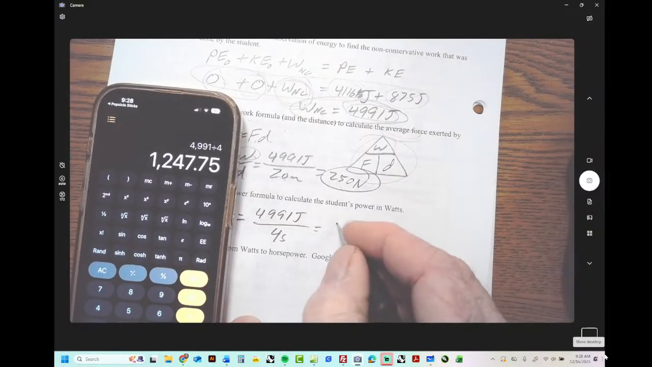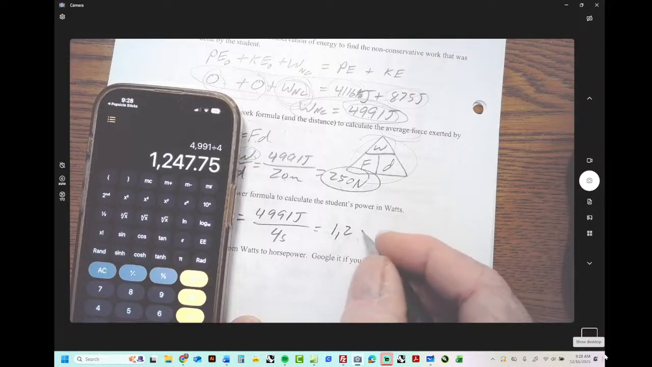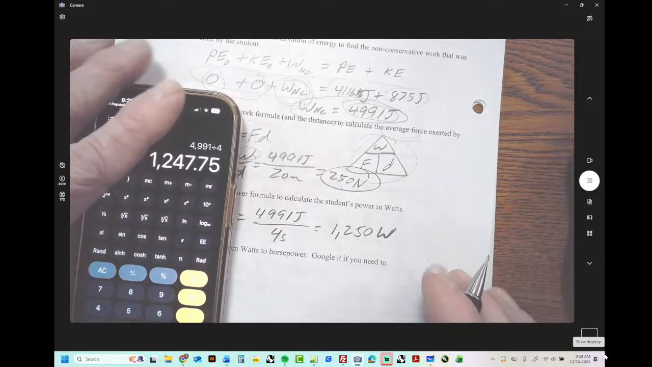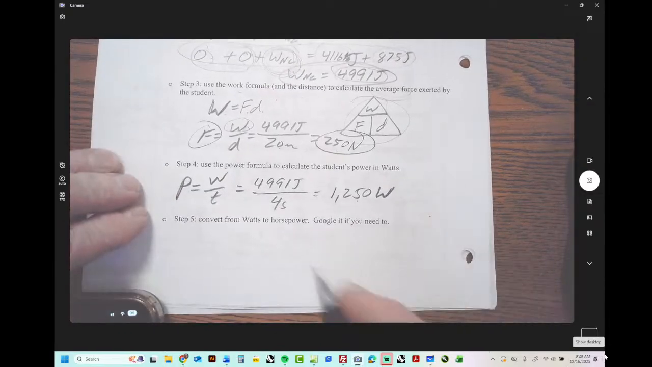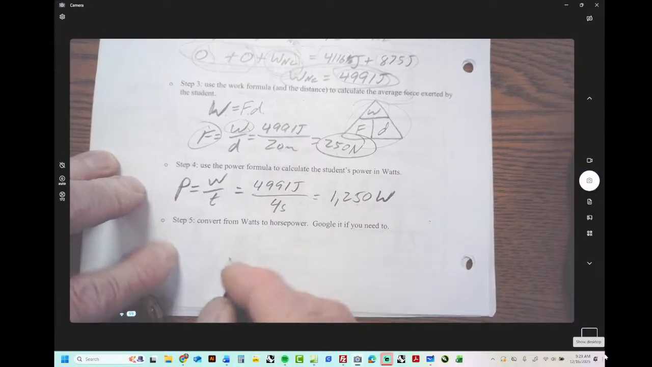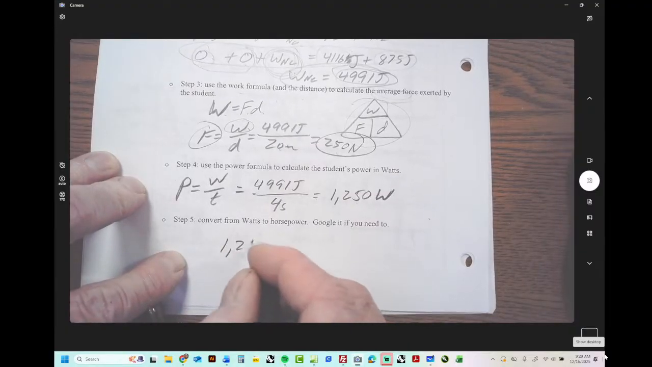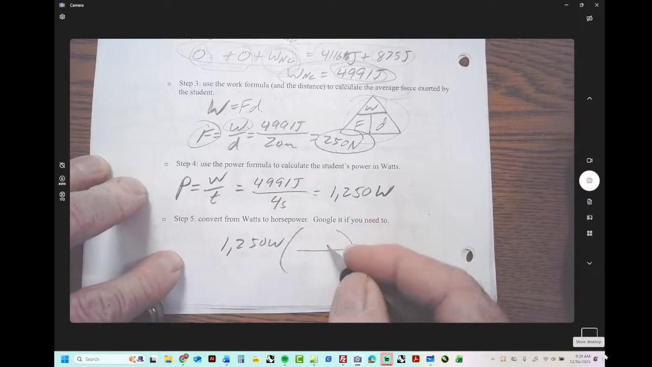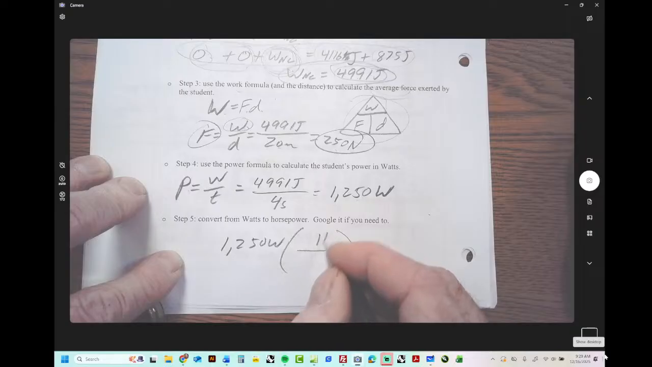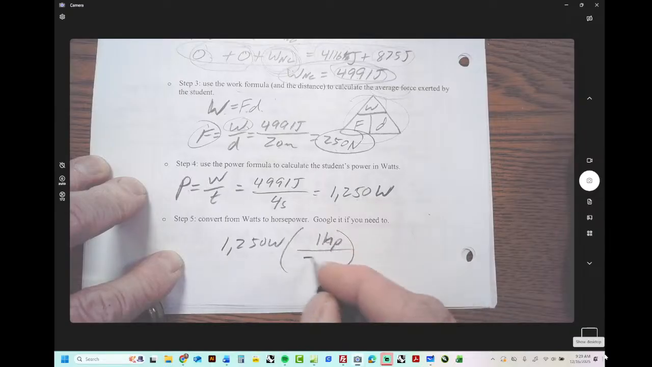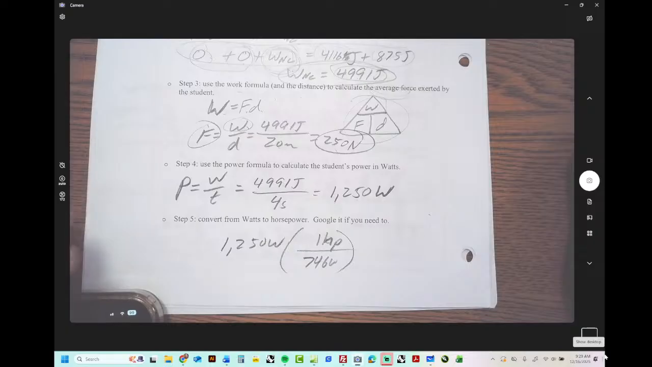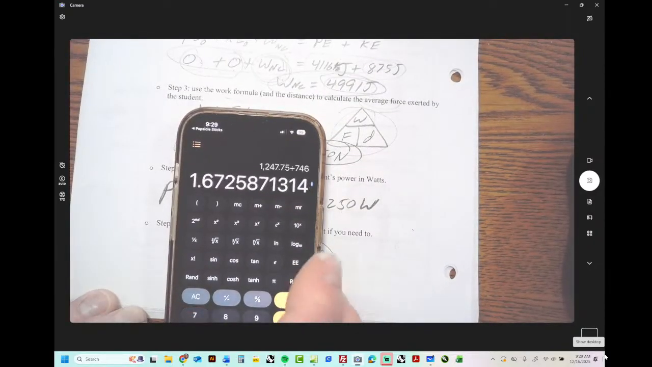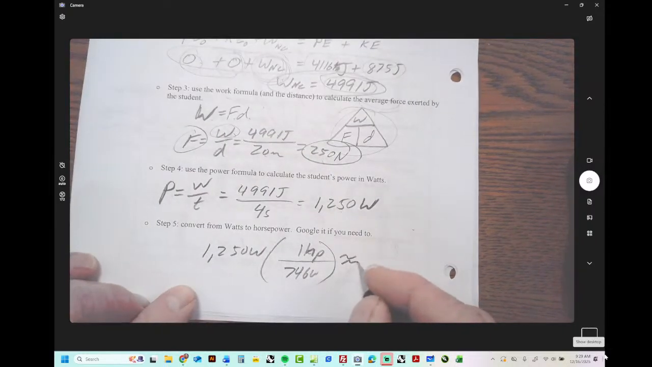So 1,200, I'm just going to round, 50 watts. And you don't have to do this, but I just think it's kind of interesting. If I take 1,250 watts and I try to convert it to horsepower, 1 horsepower is 746 watts. So I just need to divide this by 746, and it's about 1.7 horsepower.